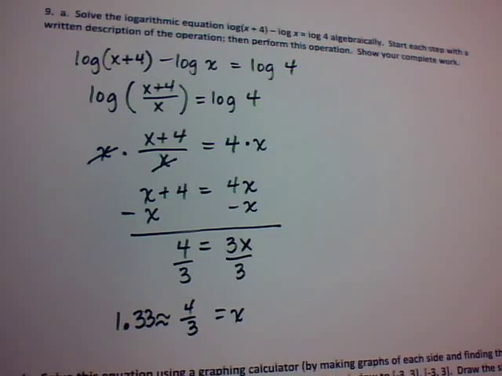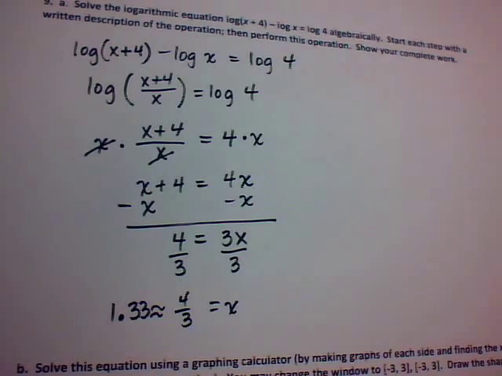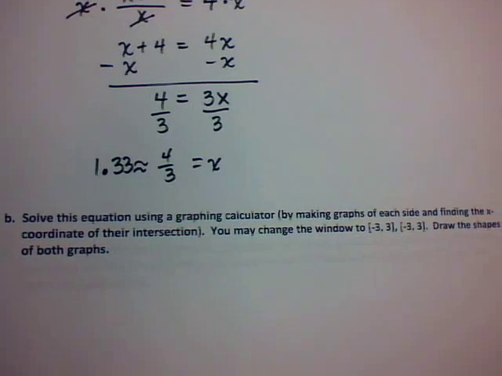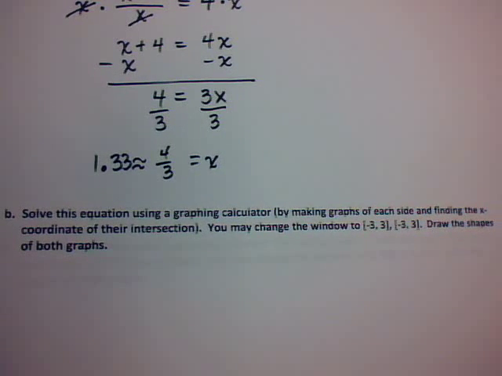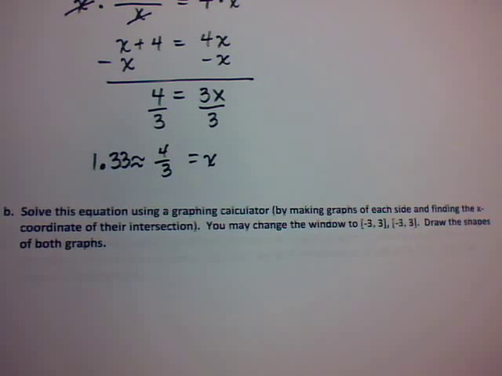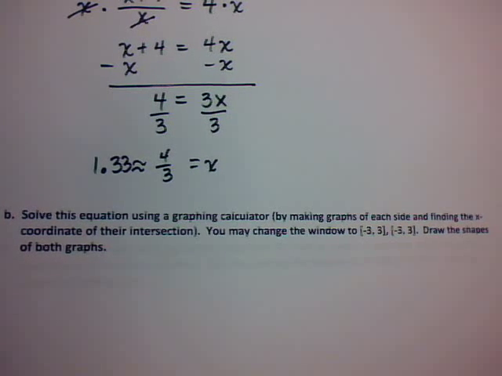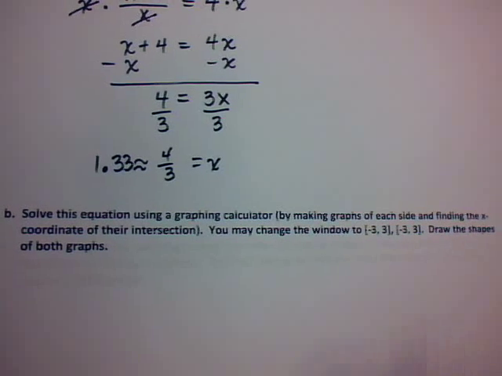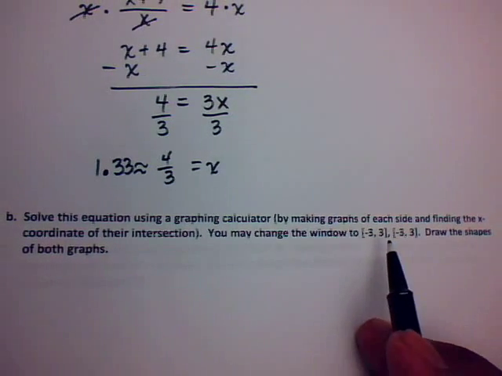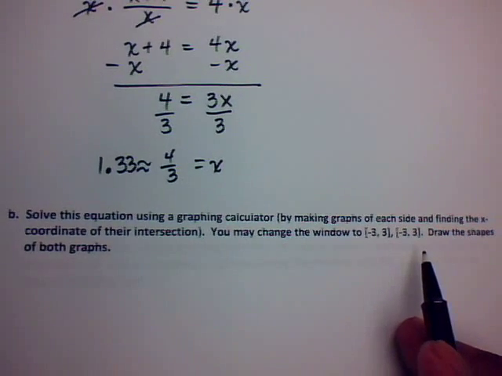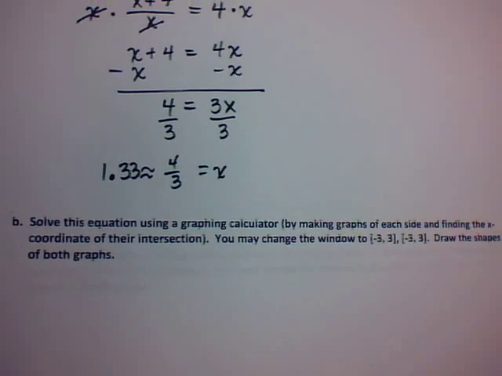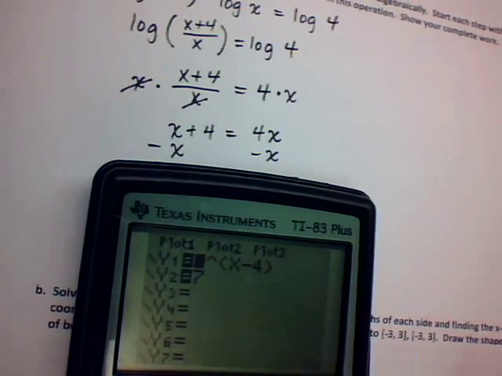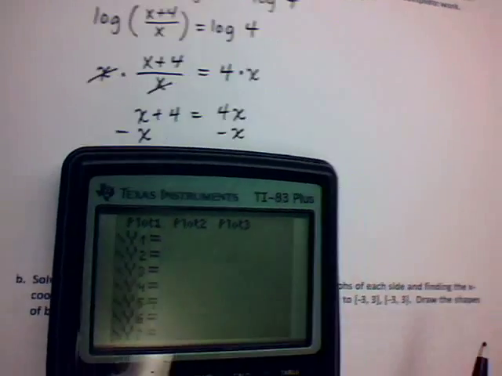Okay, so that's how we will solve this particular equation. Now we can also check by using the graphing calculator by making the graphs of each side and then finding the x-coordinate of the intersection. Now here we're going to change the window from -3 to 3 for the x and -3 to 3 for the y. Okay, so here, let's go to y equal. I'm going to clear both of these equations out.